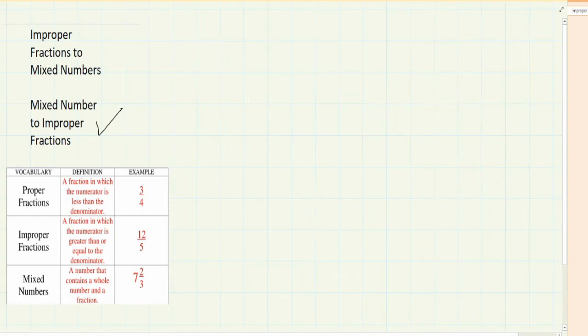What about improper fractions to mixed numbers? Because it is differently done, but it's very simple to remember. So let's look at this one over here, this one 12 over 5. Now, the biggest thing you need to remember is that this sign over here, this fraction sign, actually means divide. Can you believe that? It actually means divide.